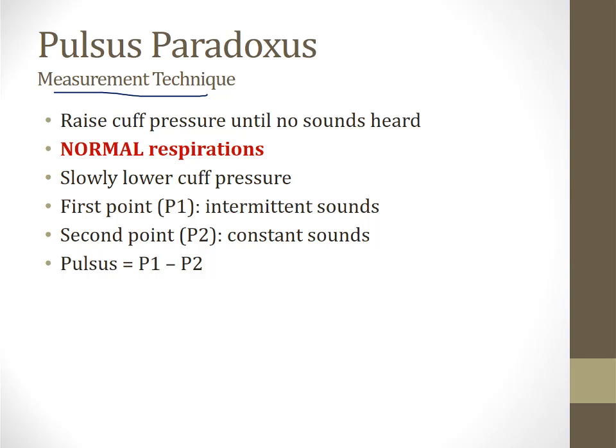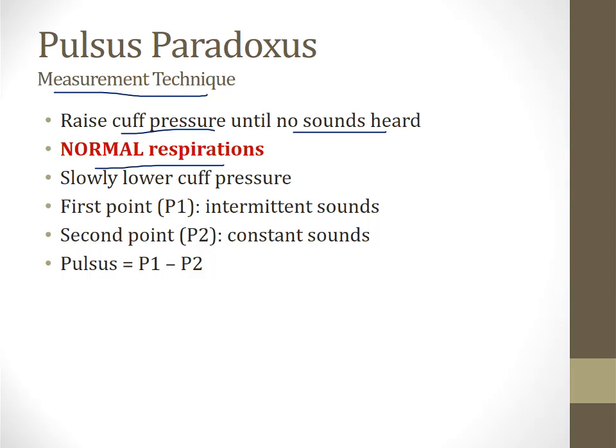You begin by putting the blood pressure cuff on the patient the way you normally would to measure the blood pressure and placing your stethoscope in the antecubital fossa in the normal fashion. You then raise the cuff pressure until you hear no cough sounds. Importantly, the patient should be breathing normally. Do not ask the patient to take in a deep breath or do anything unusual.